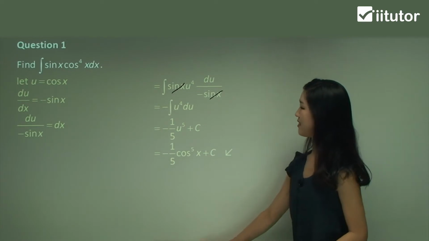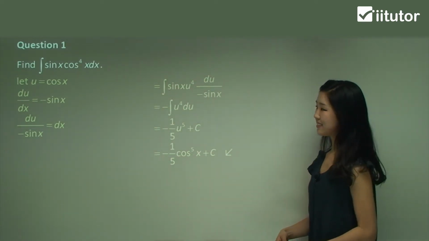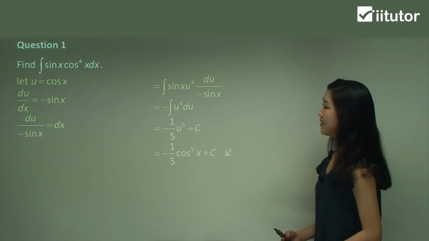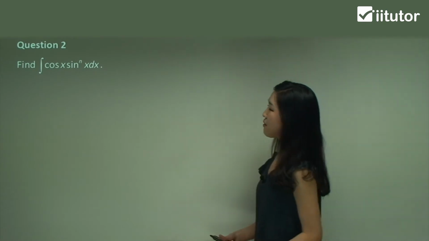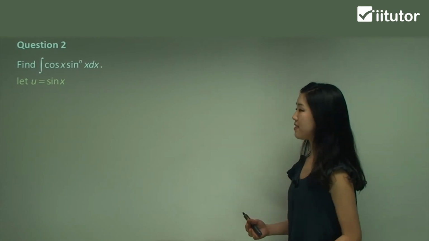I hope you guys can see the pattern. That's my answer, so have a look, guys, and we'll try another similar question. Question 2 says, find the integral of cos x sine x to the power of n dx. Again, I'm going to use some substitution. This time, I'll let u be sine x.